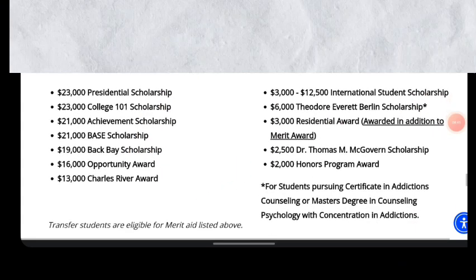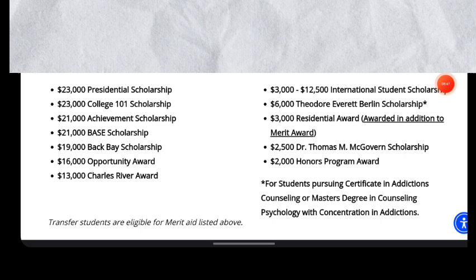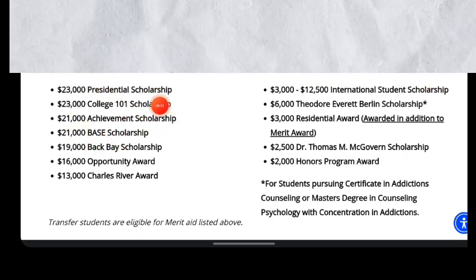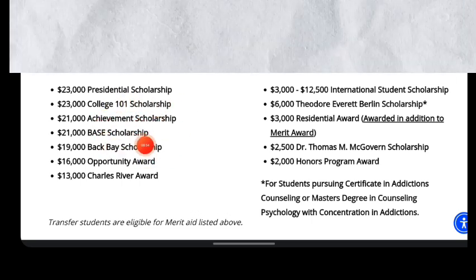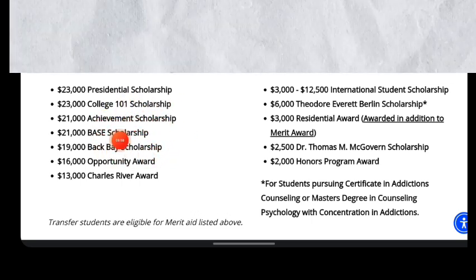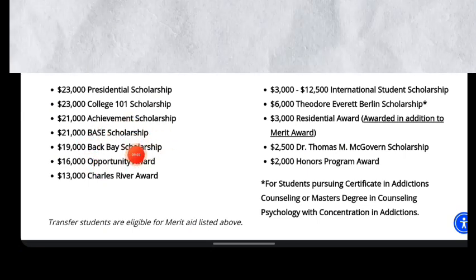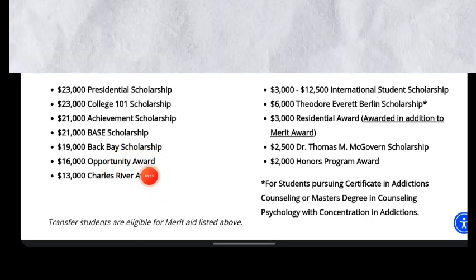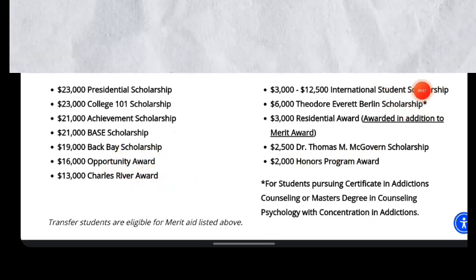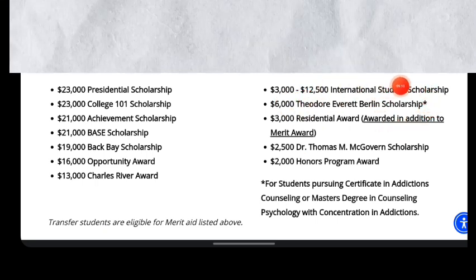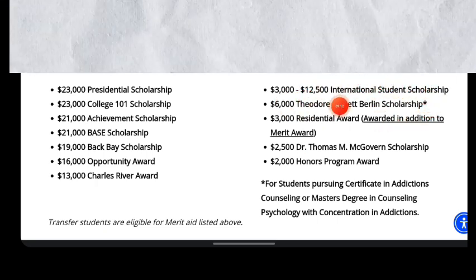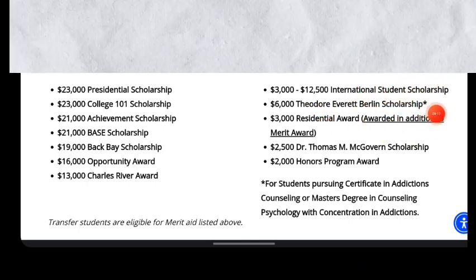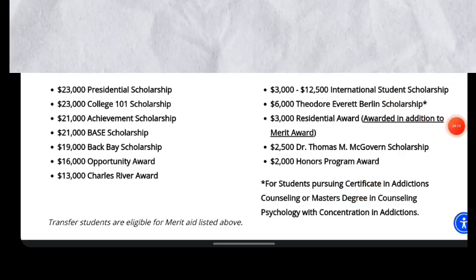First, the Presidential Scholarship under the merit-based is $23,000. Then the College 101 Scholarship is also $23,000. The Achievement Scholarship is $21,000. Then the Base Scholarship is also $21,000. Then the Bag-based Scholarship is $19,000. The Opportunity Award is $16,000. The Tax Waiver Award is $13,000. And the International Students Scholarship is $3,000 to $12,500. Okay, the Total Evatre Bellin Scholarship is $6,000. And that's how the breakdown goes.